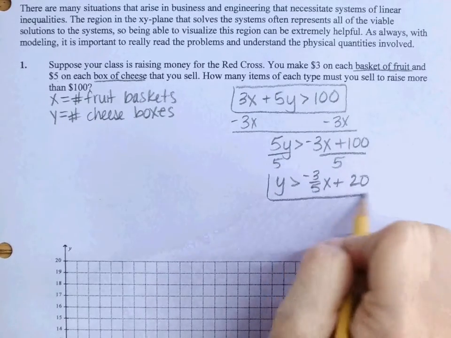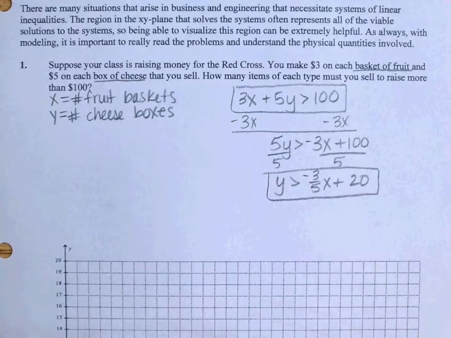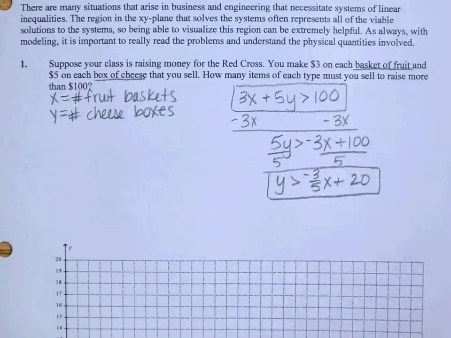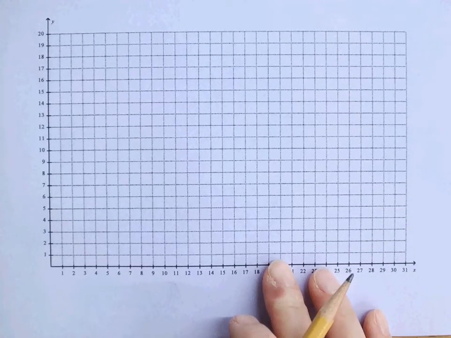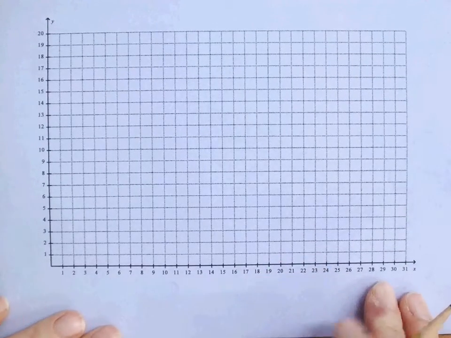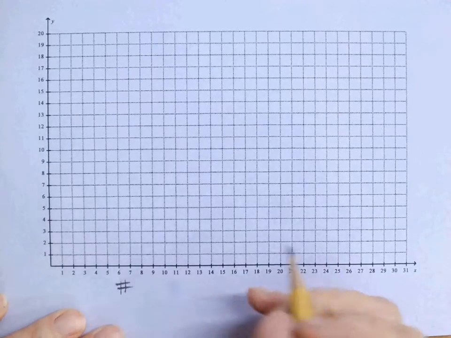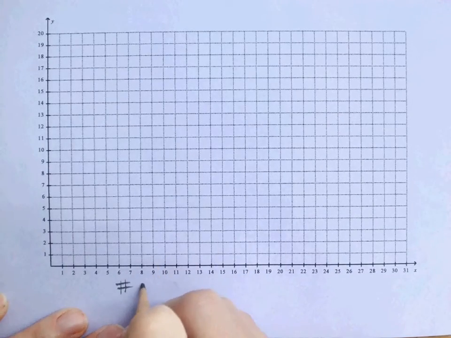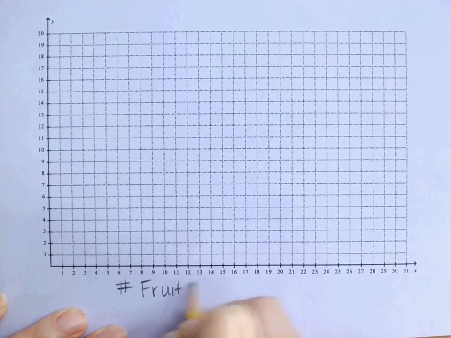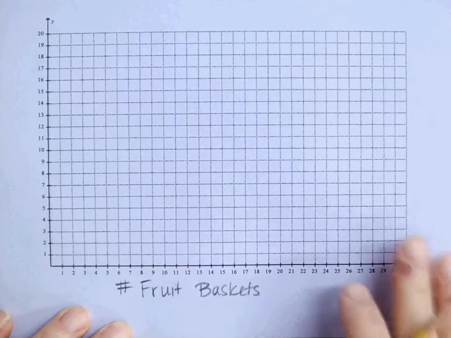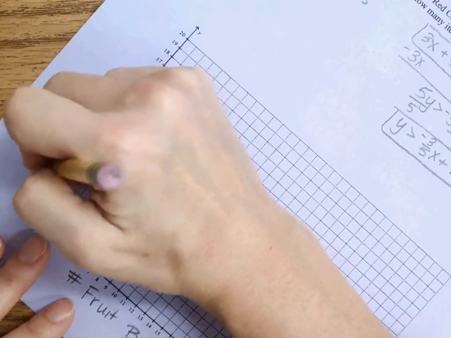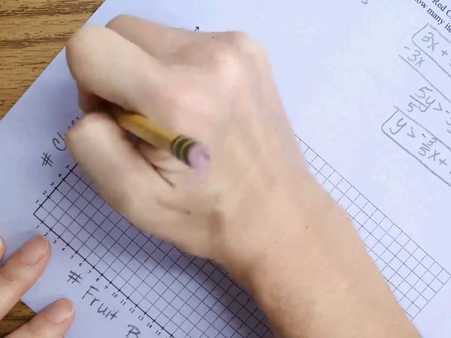Okay, so we'll go ahead and graph this. As we graph this, we're going to make sure we label our x and y axis. For our x-axis, remember at the top we talked about how x equals the number of fruit baskets. We just recopy that, so not too challenging. We've already said x equals fruit baskets. And y we labeled as cheese boxes. So let's label our y-axis as the number of cheese boxes.